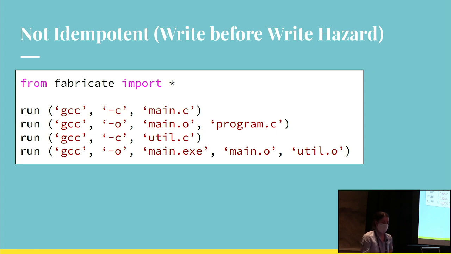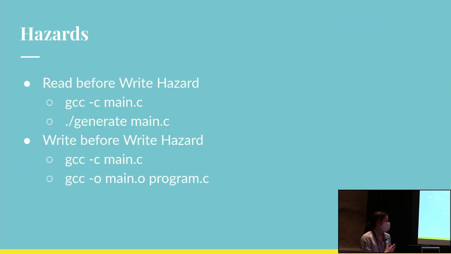Additionally, if a build script writes to its own output more than once, which here in this example is the file main.o, the first command that wrote to that file is likely to execute again if you rerun the script because its output changed. We call this a write before write hazard. In summary, we define these two types of hazards, which, if they're in your build script, could lead to your build script not being idempotent. So it doesn't have this desired property that we want.